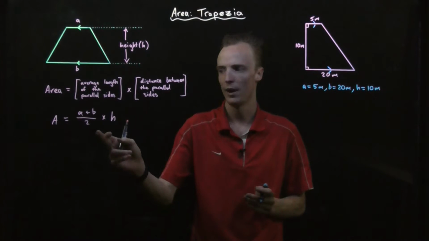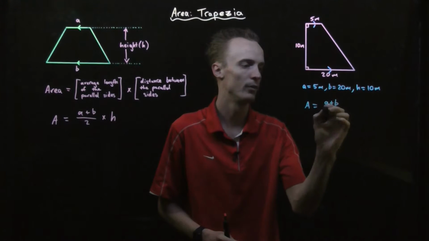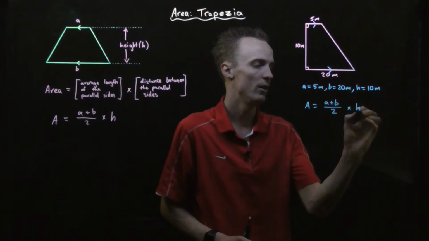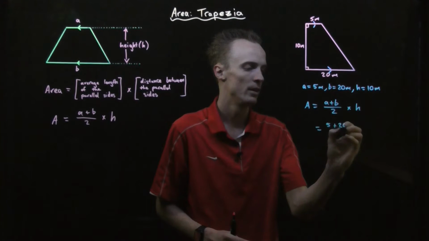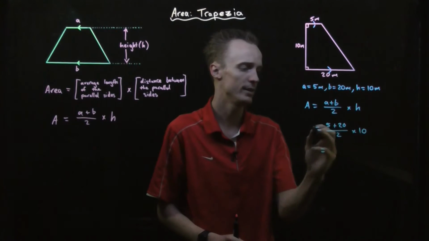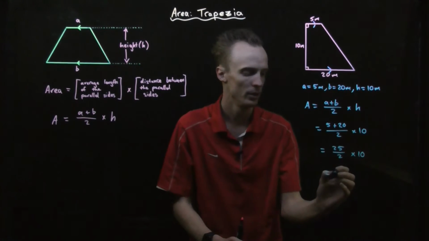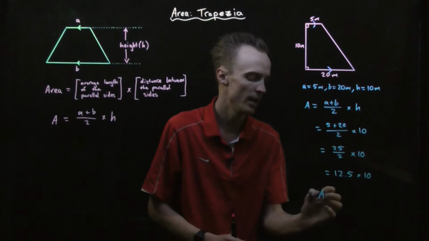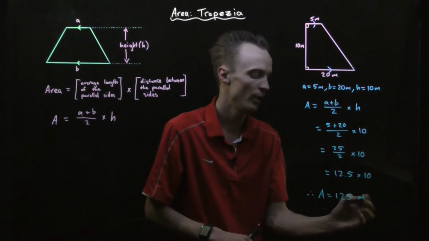So instead, we write our formula out for the trapezia, the area of one, which is area equals A plus B divided by 2, so the average of our lengths of the parallel sides, all multiplied by our height. So this is equal to A, which is 5, plus B, which is 20, divided by 2, multiplied by the distance between them, or the height, which is 10. So as we simplify this, this is going to be 25 divided by 2, multiplied by 10. 25 divided by 2 is 12.5, and this is going to be multiplied by 10. So, therefore, our area is equal to 125, and we look at our units here, which was meters, so square meters.